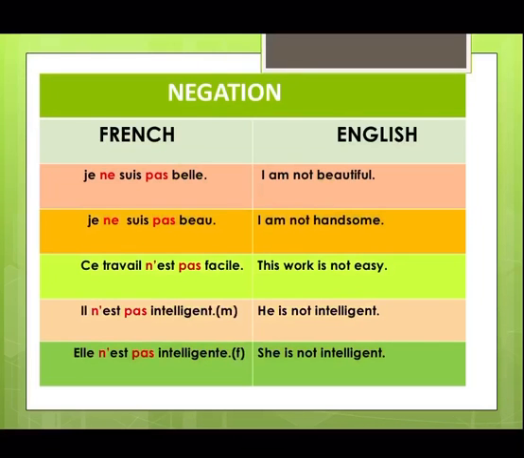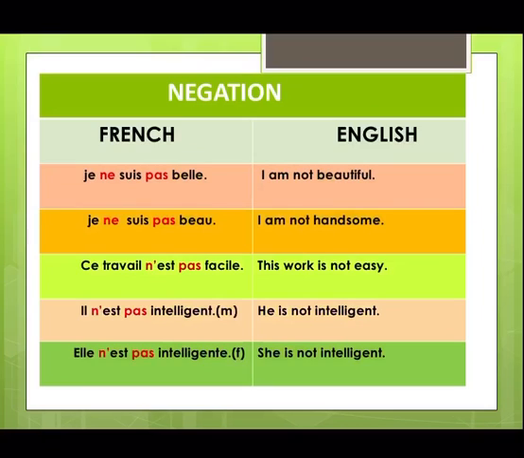Now there are some more examples. Je ne suis pas belle. I am not beautiful. Je ne suis pas beau. I am not handsome. Ce travail n'est pas facile. The work is not easy. Il n'est pas intelligent. He is not intelligent. Elle n'est pas intelligente. She is not intelligent.